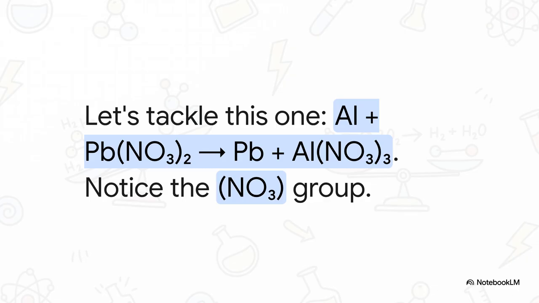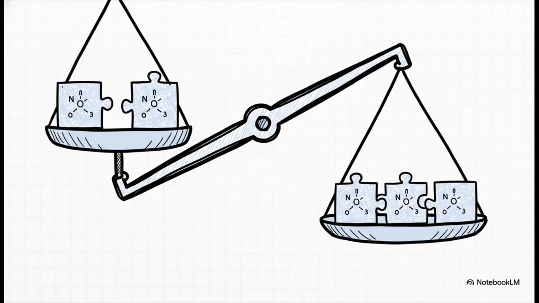Now, this equation looks a little messy, I know, but watch this. Do you see that group in the parentheses, the NO3? That's a polyatomic ion called nitrate. And the key thing is, it shows up on both sides of the equation. And this is where that pro tip becomes an absolute game changer.